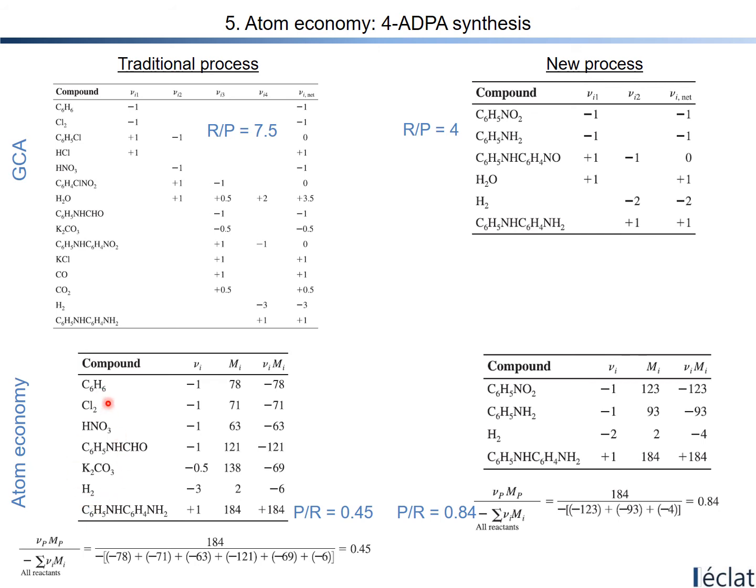Plus, one more thing, the desired product. 4-ADPA is here, +1, and it is going there. At the same time, the stoichiometric coefficients are moved here. To convert the stoichiometric coefficient to mass, we need the information about the molecular weight. Then in the last column, you can find the mass information about each compound involved in this process. In the same way for the new process, I'd like to calculate the PR mass ratio.